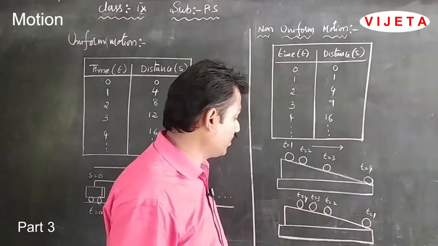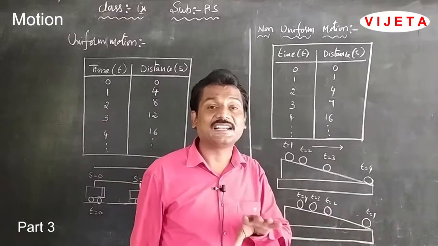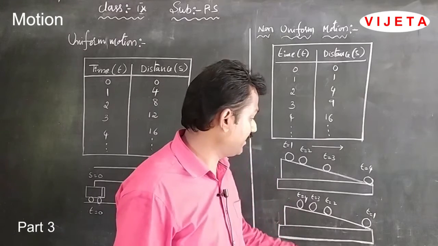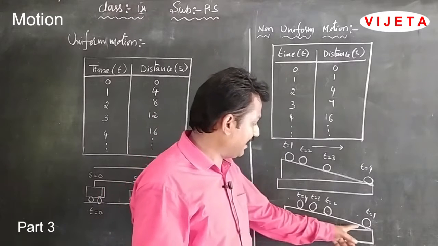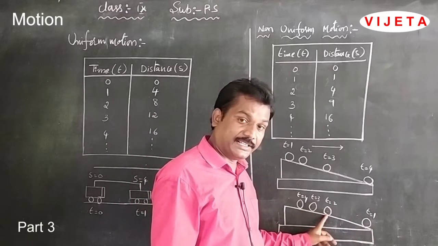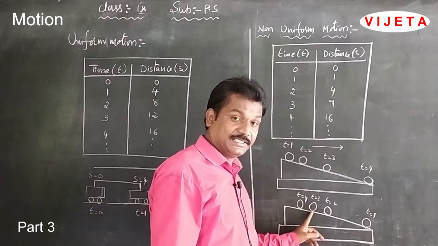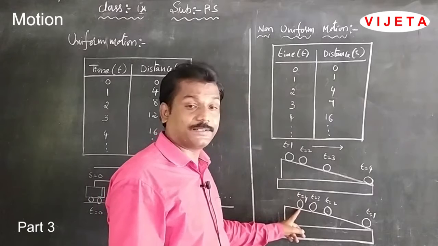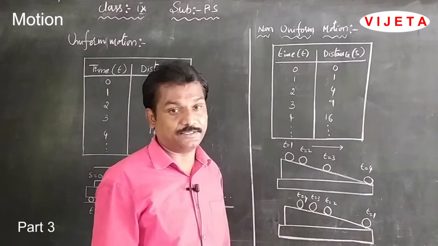Now, one more example: a marble traveling in the upward direction on an inclined plane. First of all, we throw a ball up the inclined plane; at t1 seconds it is here. After completion of 1 second, at t2 seconds the body is here, in the third second it is here, and in the fourth second it is here. That means we can see the distance covered gradually decreases.